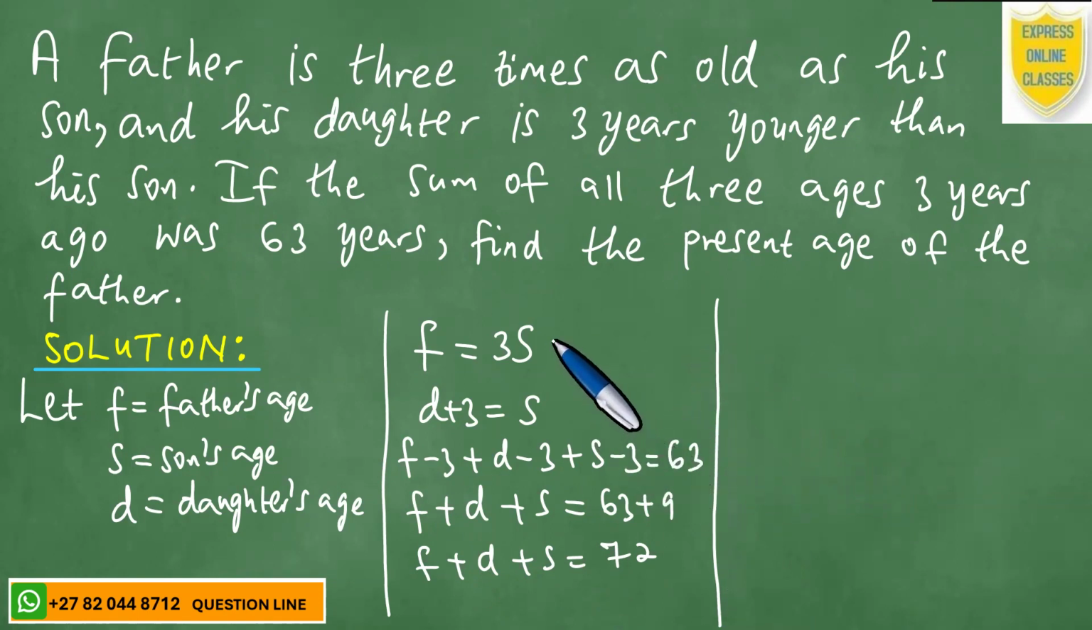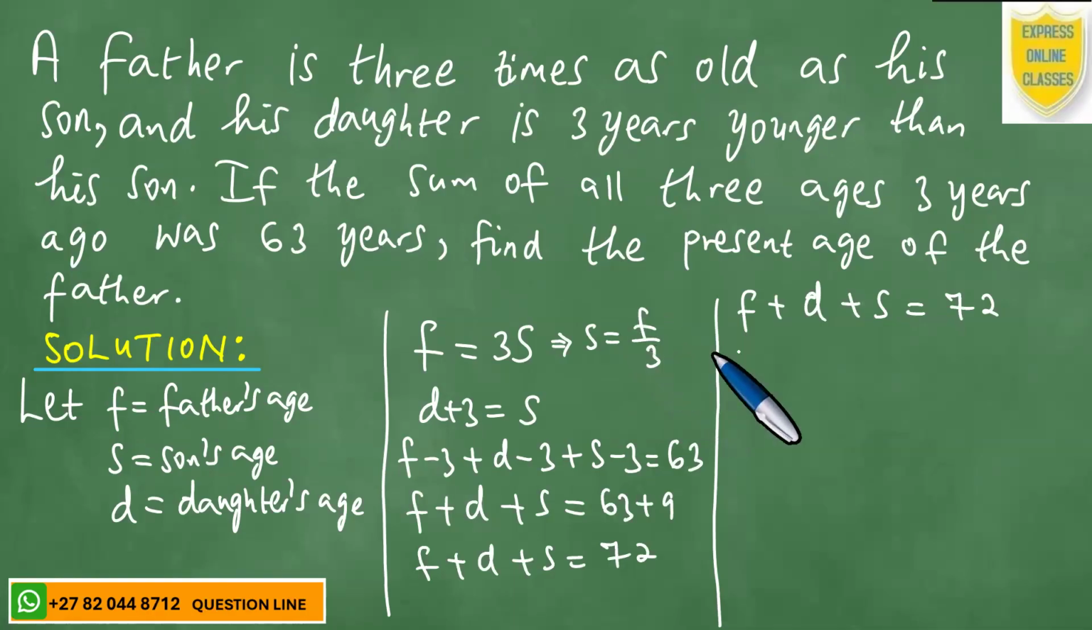Right, looking at these, we were able to make certain observations. In this case, I want to find the father's age. And so if the father's age, the daughter's age, and the son's age now is 72, now we want to find the father's present age. So we want to find F. And so here we need to make S the subject. And so it's going to be F over 3. If we've made S the subject, S is F over 3.